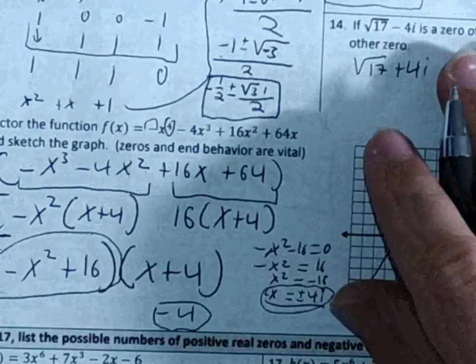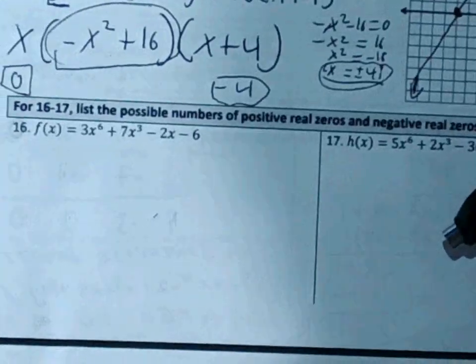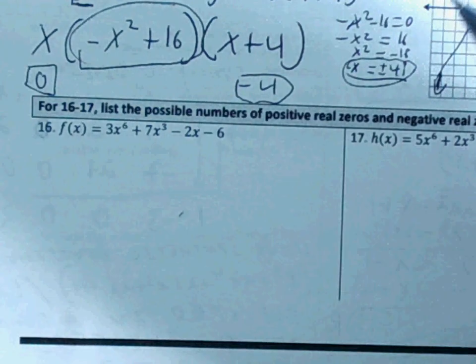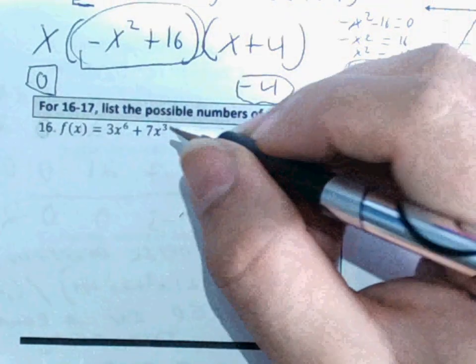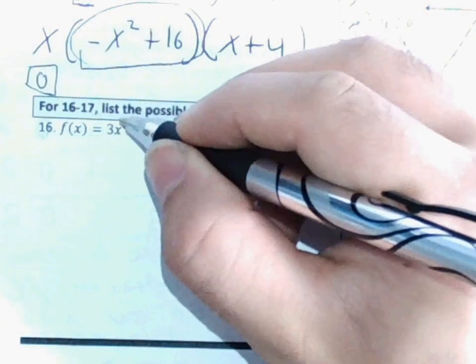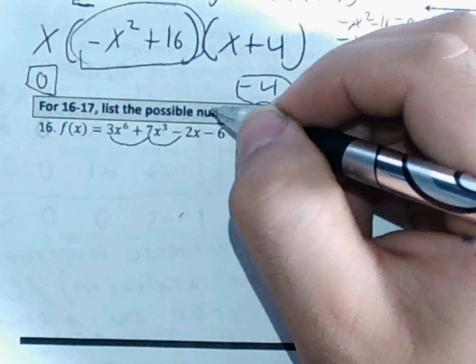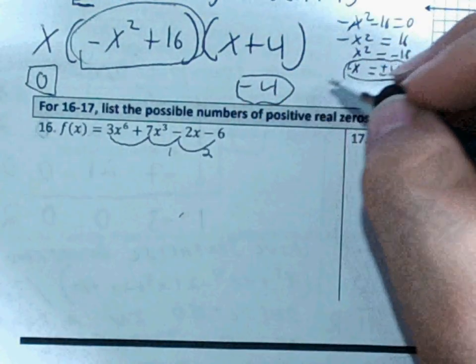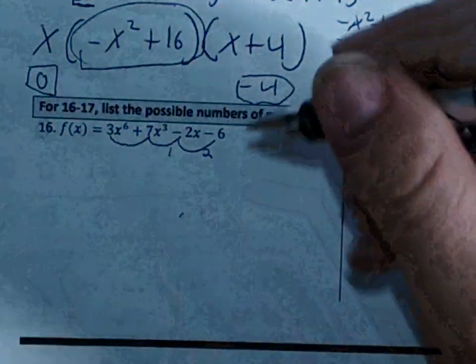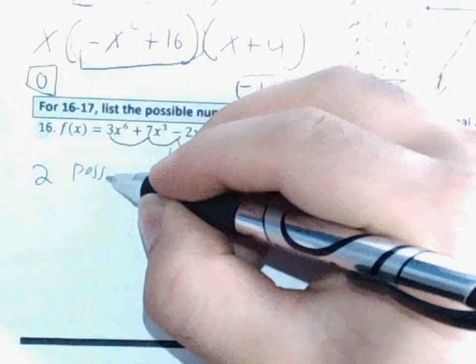So that's 15. Time 15 minutes. So let's go up to 16, 17. So we need to find the positive, negative, real zeros. We do that by finding the sign changes. So we go from 3x6 to 7x squared. So for f of x we have no sign changes, 1 sign change, 2 sign changes. So we have 2 possible positive real zeros.